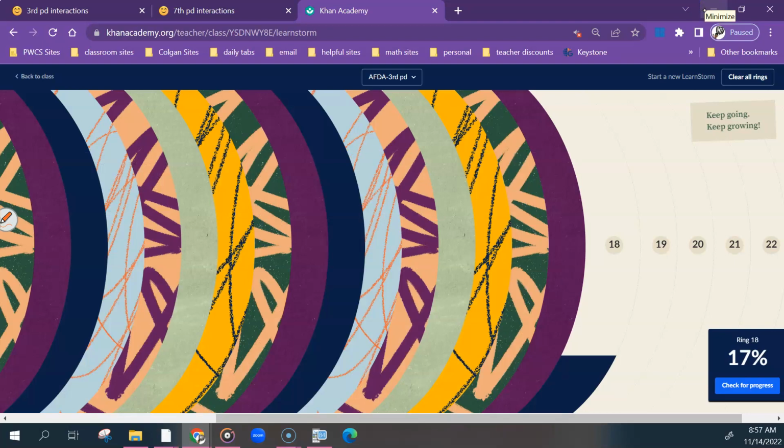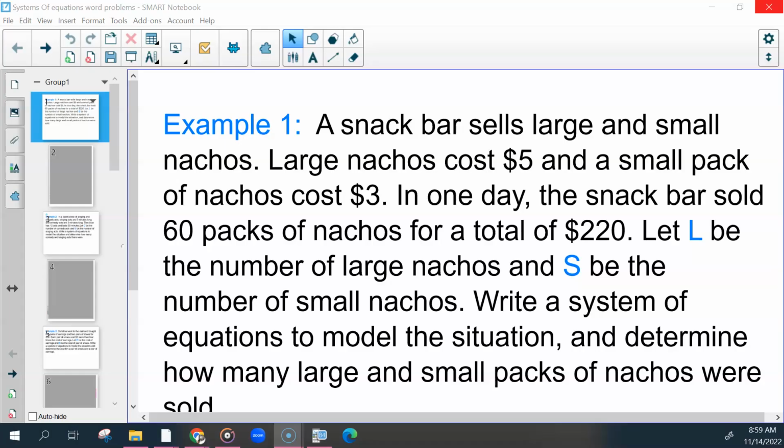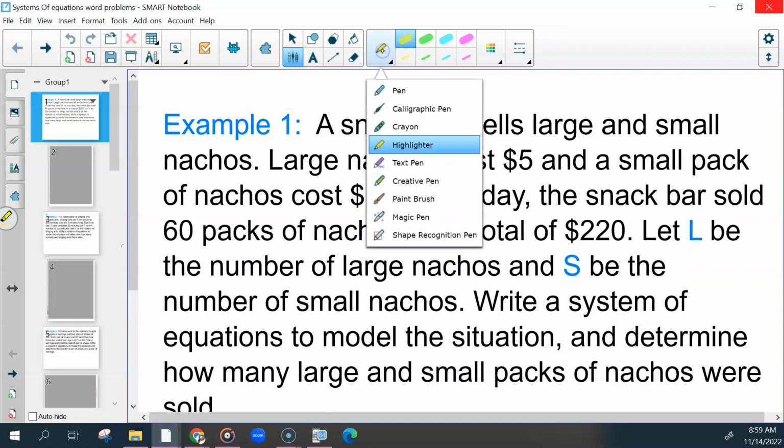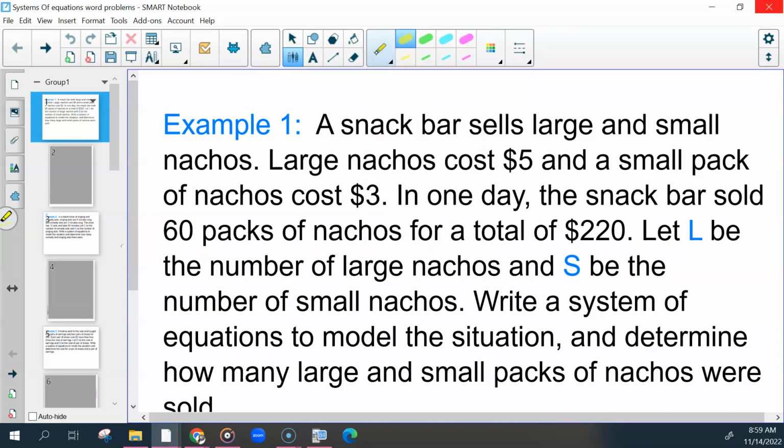Did we have any Khan Academy questions? As always, the first thing with a word problem is to find important information, so we're going to read it. Read it together with me, either on the board or on your paper.